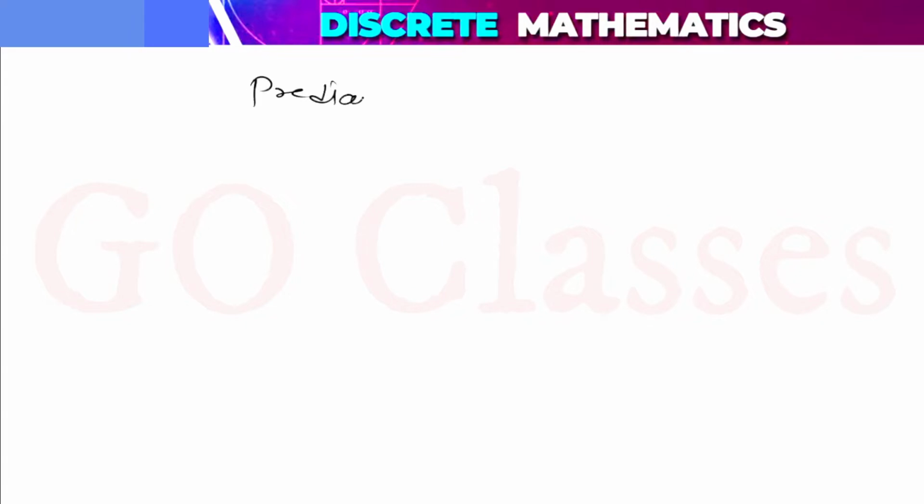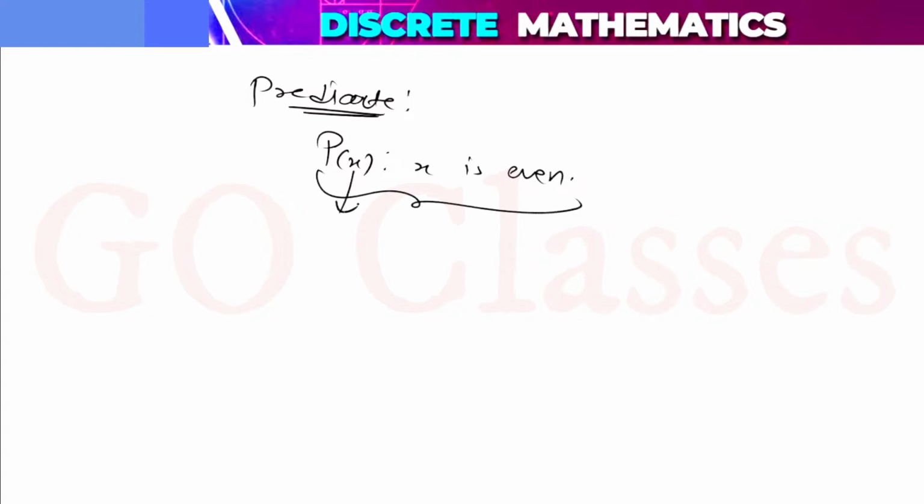I think you already know. Predicate is basically a sentence which has some variables. For example, if I write P(x): x is even. This is basically a predicate. Here x is a predicate variable, and this is the property of x. I can say that x is even. So this is the property of x.